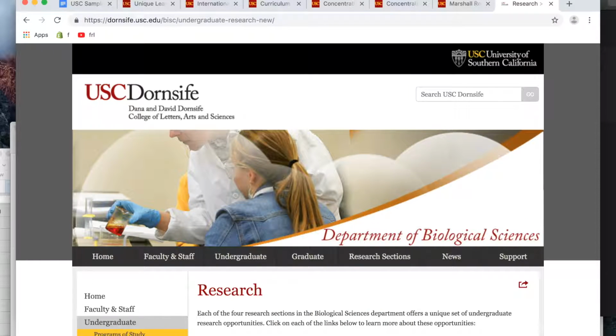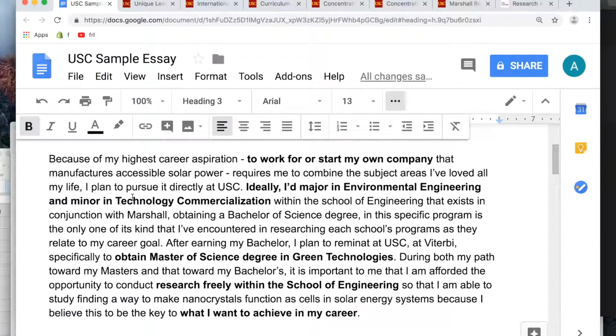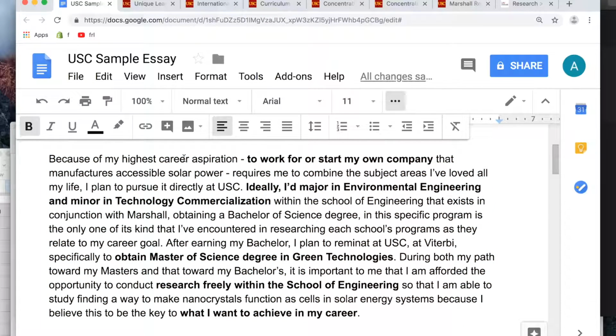So next, let's take a look at a sample essay that a student has done. In this first sample essay, it is 250 words, so it's very short. The layout for this essay is that the student talks about her future goal in the beginning, in just one sentence, and how USC will help her get there. Her goal is to work for or start her own company that manufactures accessible solar power.